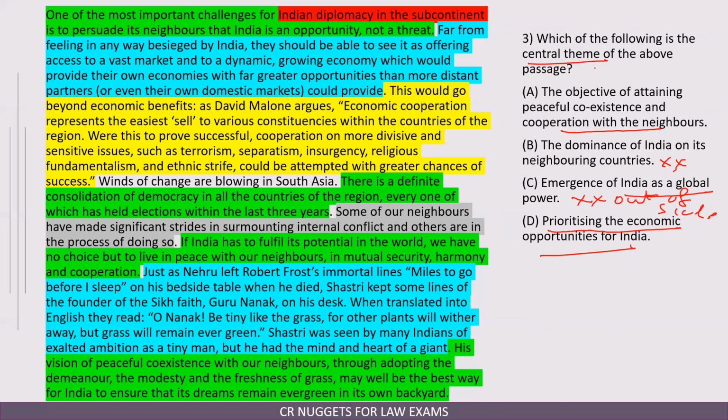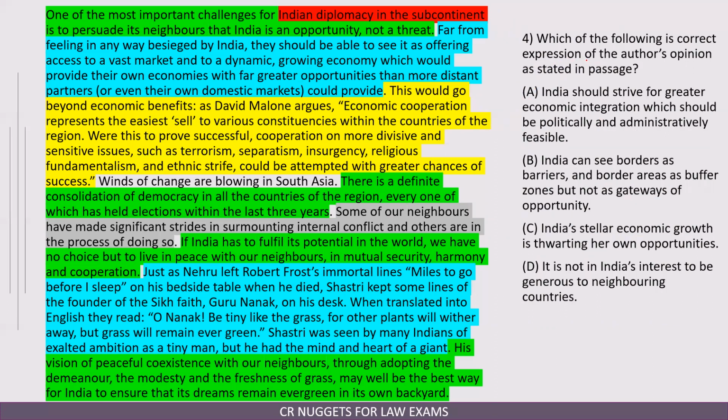Remember, central theme means content and author's opinion. So the content is Indian diplomacy in the subcontinent. That's why B, C, D also get ruled out. And author's opinion is that India should peacefully live with the neighbors. So answer is option number A.